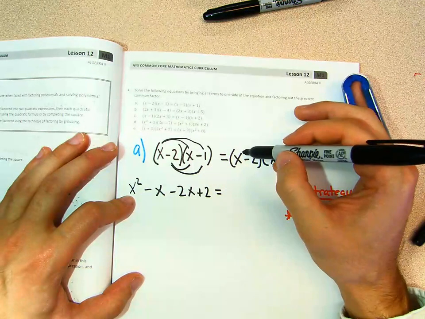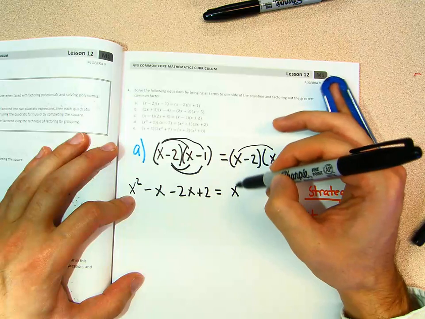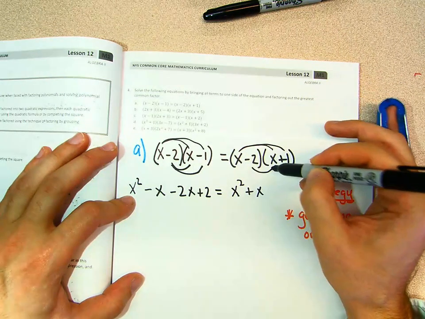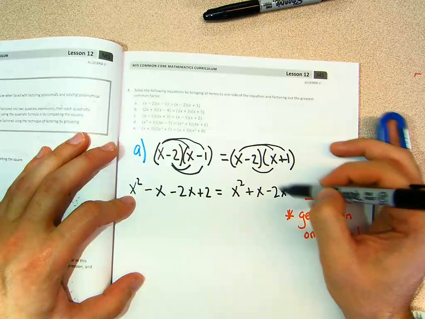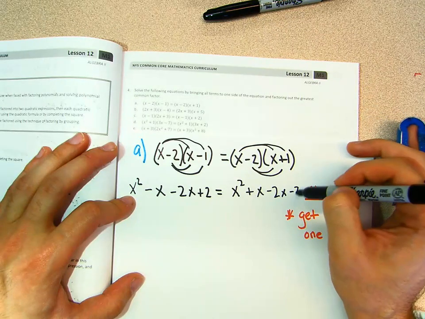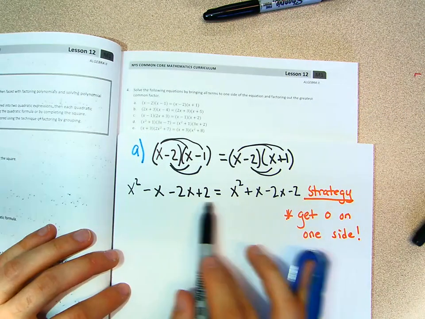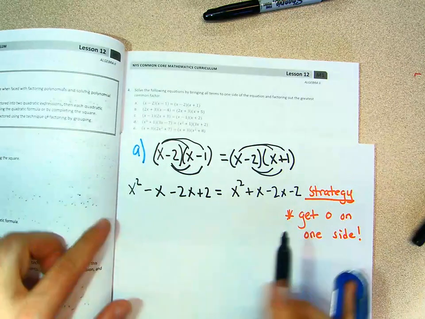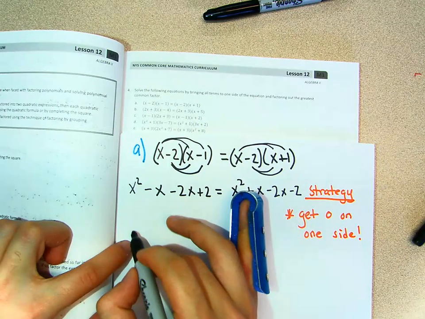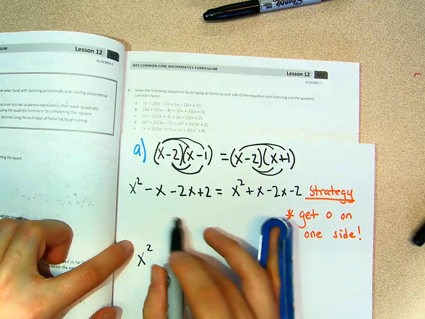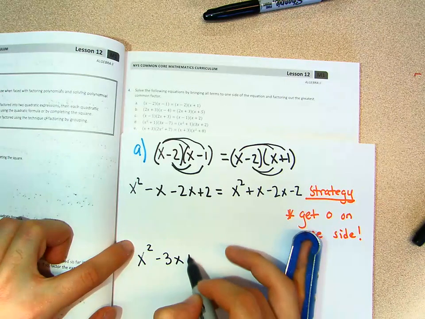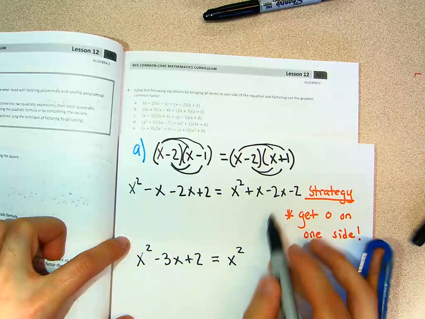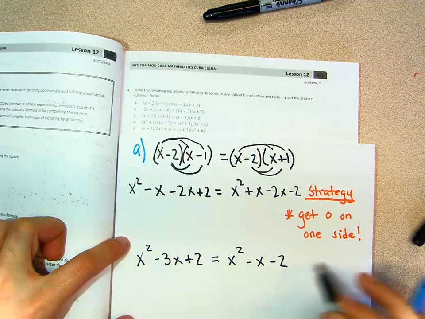Equals. Okay, let's FOIL the other side. X times x is x squared. X times 1 is x. Negative 2 times x is negative 2x. And negative 2 times 1 is negative 2. Now let's combine all the terms on each side. If I combine the terms on this side, I get x squared minus 3x plus 2 is equal to x squared minus x minus 2.